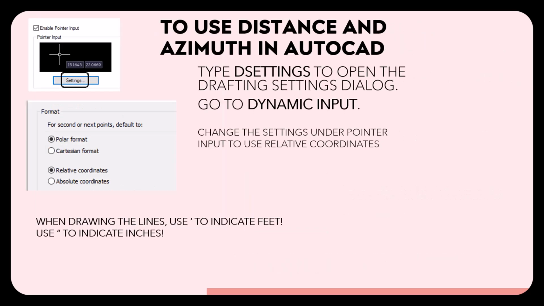To use distance and azimuth in AutoCAD, you need to make sure you go to your drafting settings, go to dynamic input, and change the settings under pointer input to use relative coordinates. Because remember, when they were laying out the sticks and strings, they were going relative from one point to the next point.